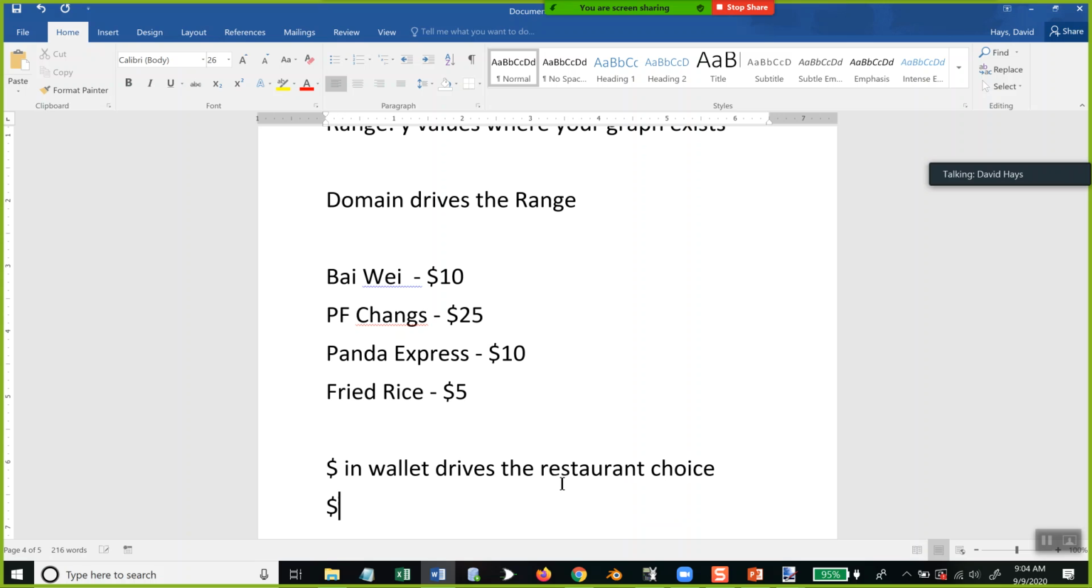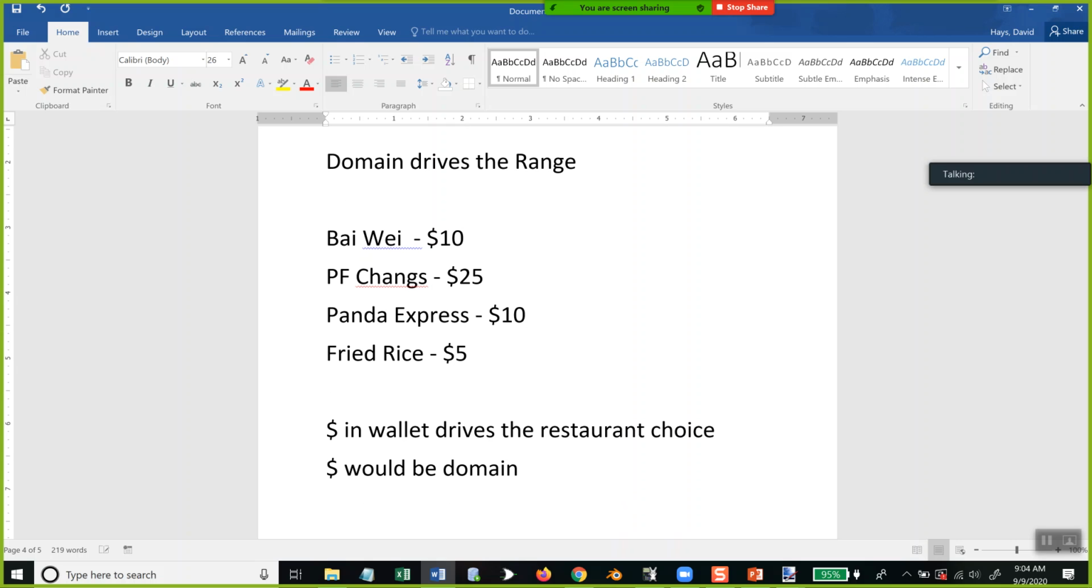So the money would be my domain, and the restaurant choice is the range. Now, we don't have to think about that in this class, but if you're going on to business specifically, oftentimes the challenging part is determining what's your domain and what's your range.